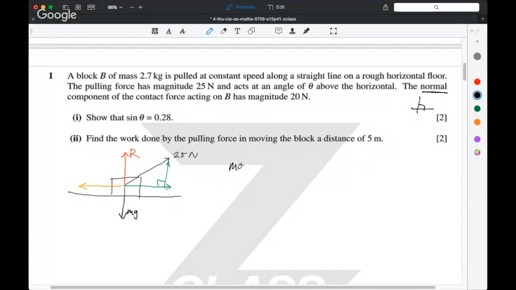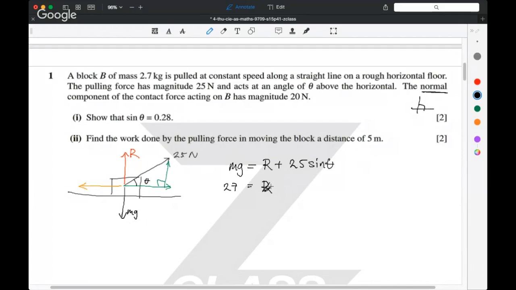So we have that mg is equal to the reaction force plus 25 sine theta, where this angle is theta. Well, mg we have, it's just 27 newtons, 2.7 times g. And the reaction force is what we're looking for, R.